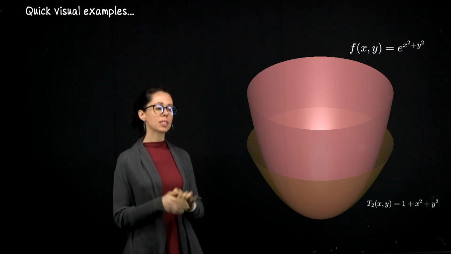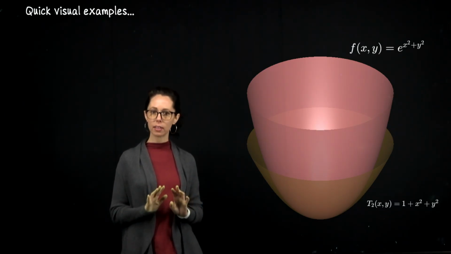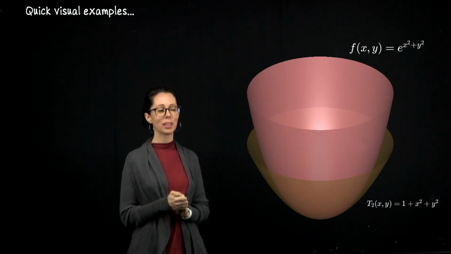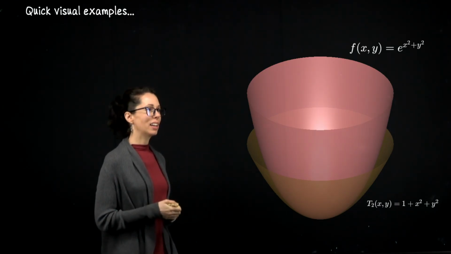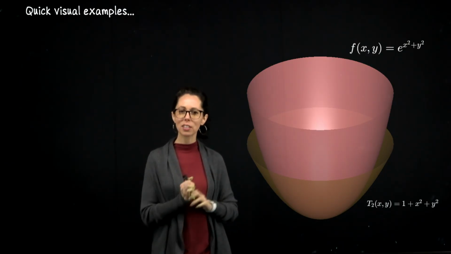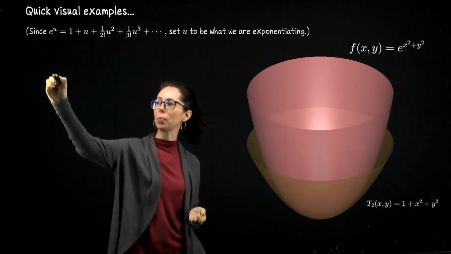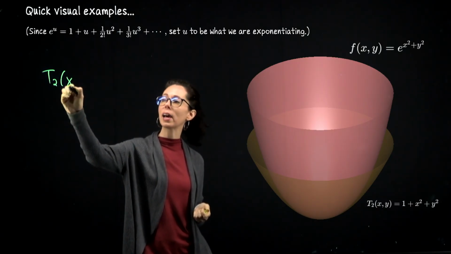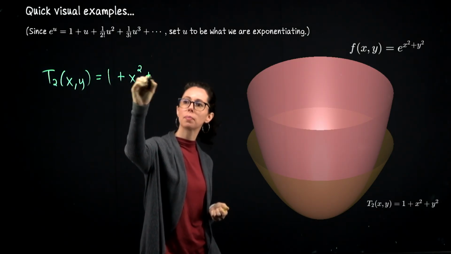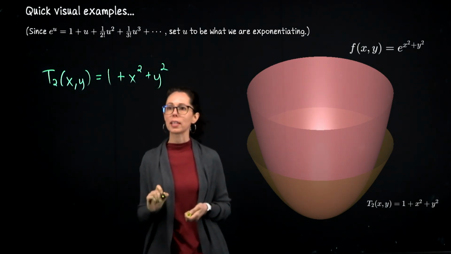In each of these graphs, the original function is the more opaque surface, and the more transparent one is a graph of T2. So here, if you have e to the x squared plus y squared, there's actually a trick to get the second order Taylor polynomial very quickly. It comes right out of the Taylor polynomial for e to the x, so it's 1 plus x squared plus y squared. Okay, our critical point is at the origin.